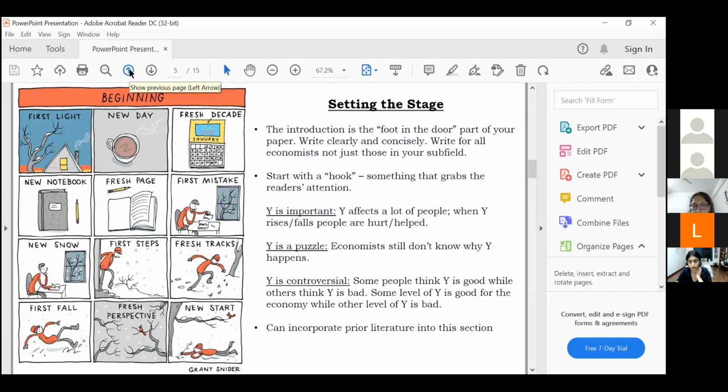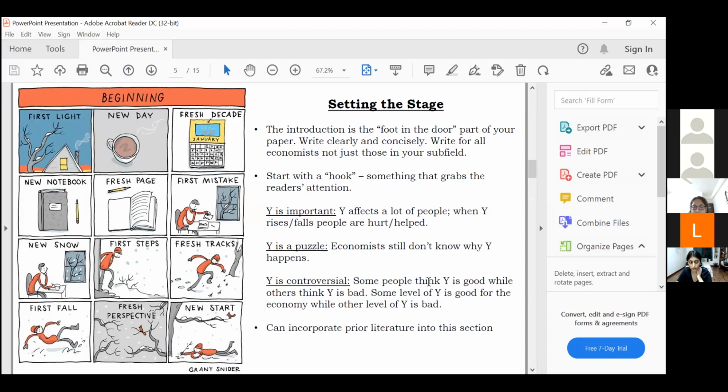And if you're an economist, write for all economists and not just for those in your subfield. Your paper will most likely be read by a variety of economists, not just, if you're a development economist, other development economists. So your introduction should be something that anybody in the field of economics reads and understands, and not just those in your subfield.